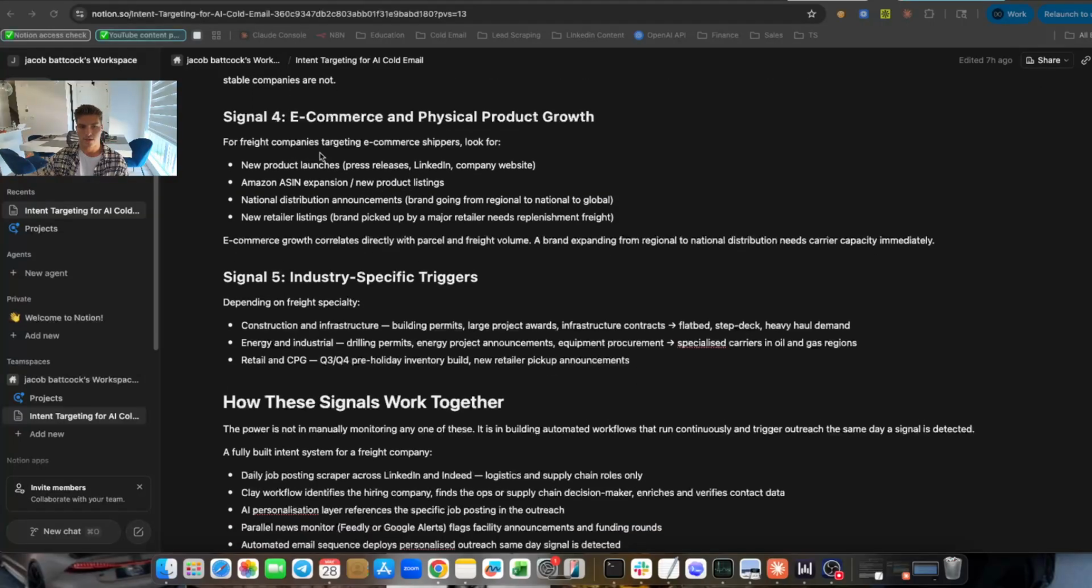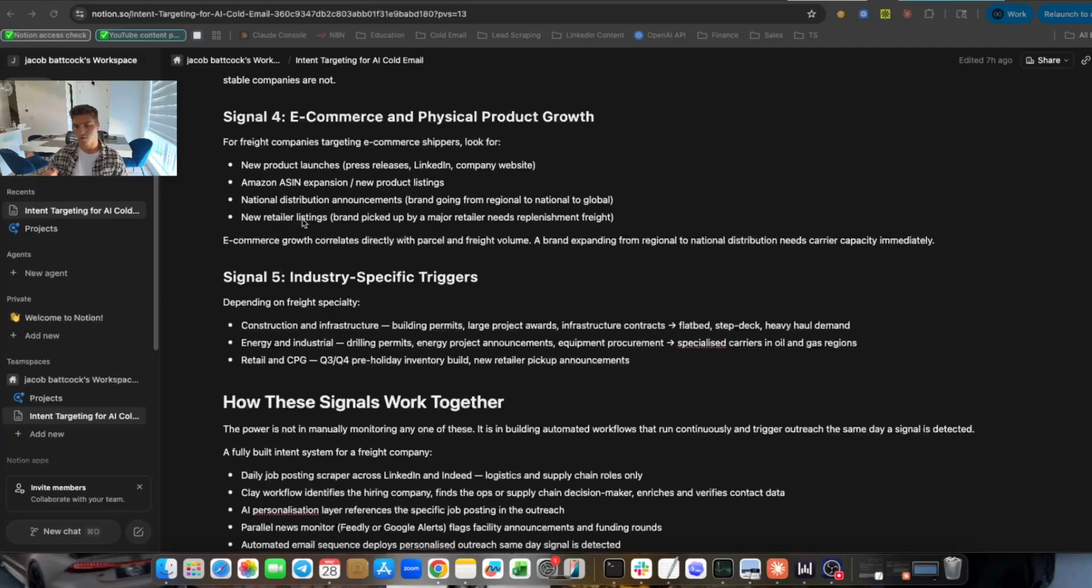Another signal we have is physical product growth, specifically for e-commerce or physical product companies. For freight companies targeting these kinds of companies looking to ship, some examples would be any kind of new product launch. Obviously, you're going to see this on a press release, LinkedIn, or the company website. Also, Amazon ASIN expansion or new product listings on Amazon. You also have new national distribution announcements. This could be a company that right now is shipping only through California, and then they announce they'll ship all throughout the United States. Then maybe they decide to go global and they're now shipping internationally.